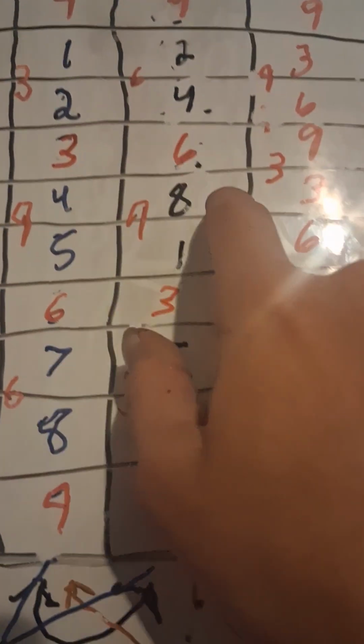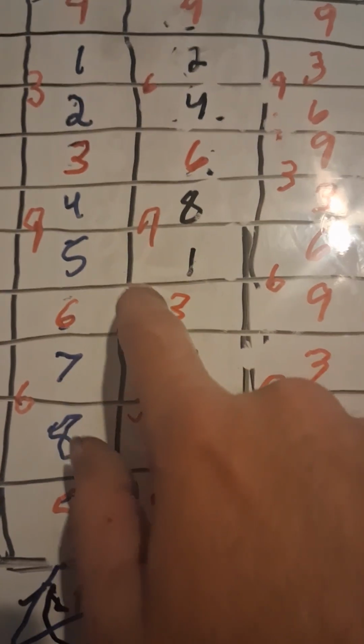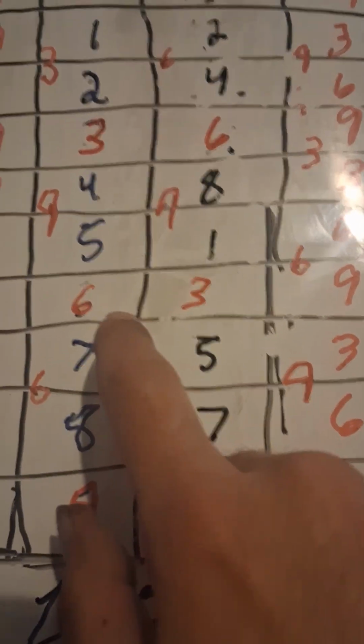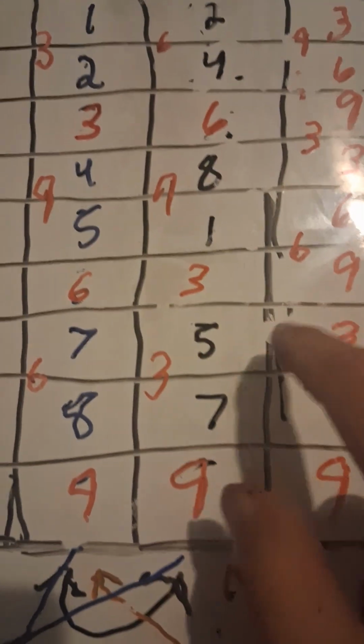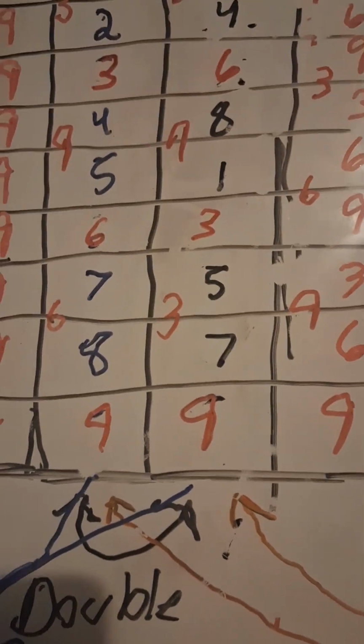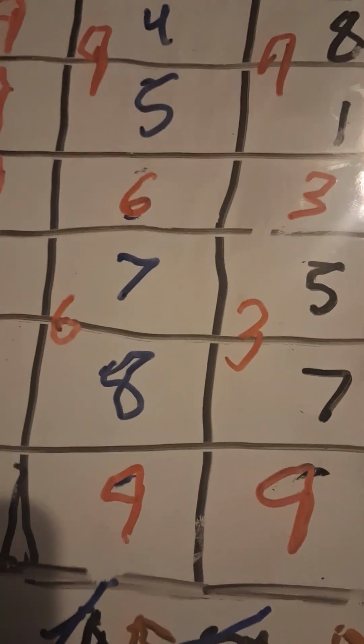Double 1 is 2, double 2 is 4, double 3 is 6, double 4 is 8, double 5 is 10, 1 plus 0 equals 1, double 6 is 12, 1 plus 2 equals 3. And it follows that pattern all the way down. All right, and then you got the intersecting lines, where each one of these numbers equals a 3, a 9, and 6.